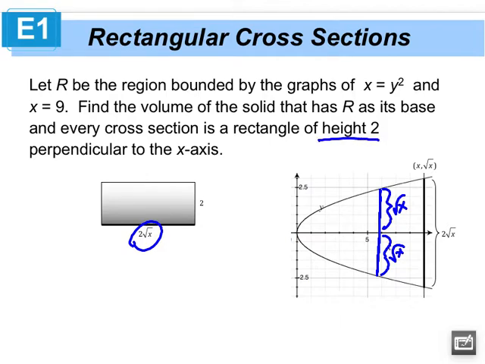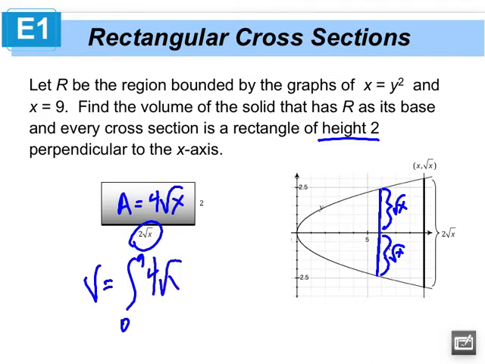Therefore, what's the area of this rectangle? And I'm taking rectangles from where to where? Abby? 0 to 9. That's all the hard part. Now we put it together. 0 to 9 of the area of this thing, 4 times the square root of x, and we're working in terms of x, dx.